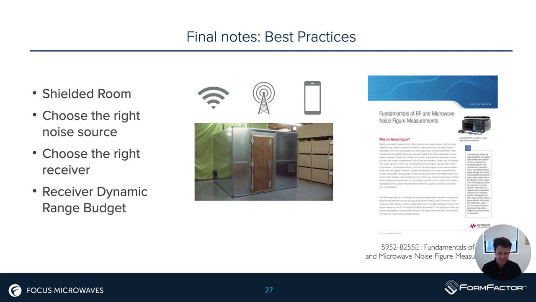Choosing the right receiver, that's an obvious one, and really doing a dynamic range or a noise budget. Because what ends up happening is you have limitations in terms of dynamic range on the receiver. The LNAs that we use also have a certain dynamic range you need to respect, and so does the device. So you really need to budget that correctly.